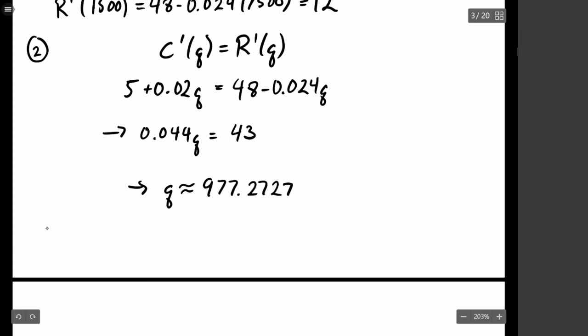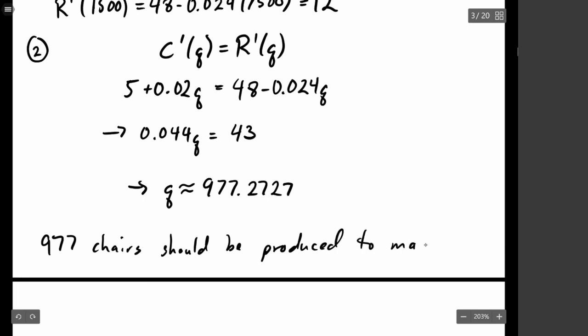We would say 977 chairs should be produced to maximize profit. So again here, for maximizing profit, all we're doing is setting marginal cost equal to marginal revenue and solving for Q. And that tells us how many chairs should be produced.